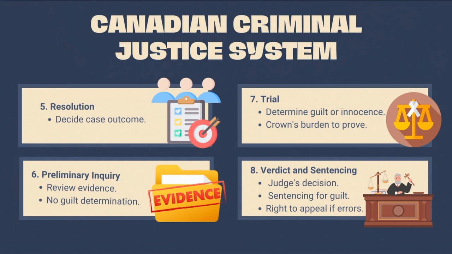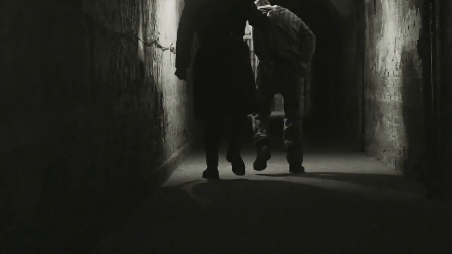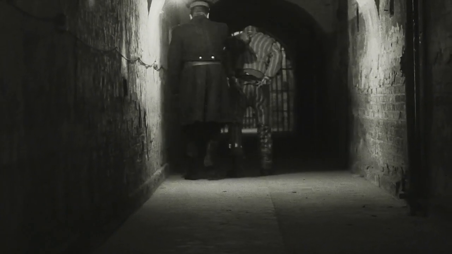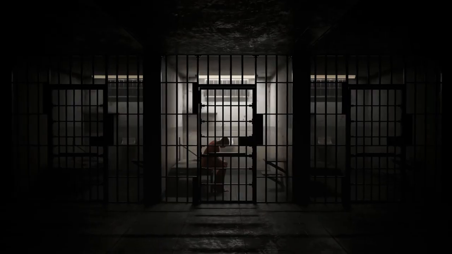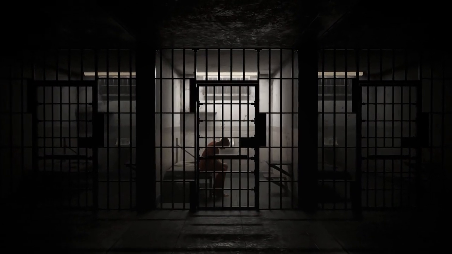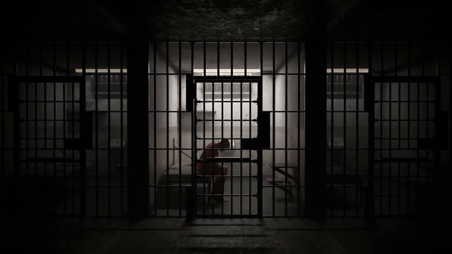The verdict and sentencing is where the judge or the jury decides if you're guilty or not guilty based on everything they have seen and heard. If you're guilty, they decide on the punishment. This depends on the crime, your past, and other stuff. And if you think there was a legal mistake, you can appeal.